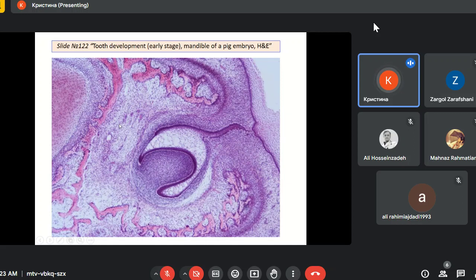So here we have mesenchyme with blood vessels, and here you see the direct osteogenesis, the formation of the bone of the alveolus. And this is the hyaline cartilage, this is the Meckel cartilage, which navigates the growth of the developing jaw bone.